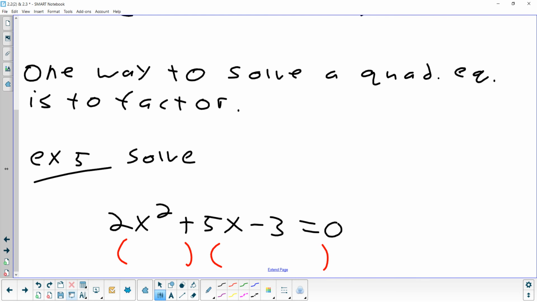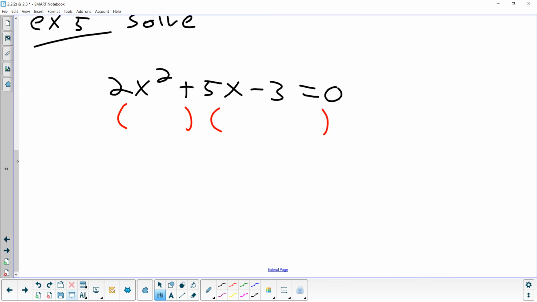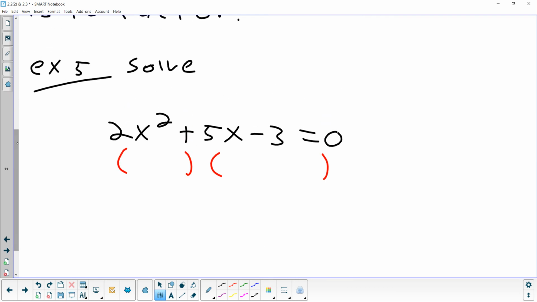So anyone think they can give me my first term in each set of parentheses? Yep, Logan? You want 2x and x. Perfect. 2x and x. What about my signs? Positives, negatives, or one of each? Yep. One of each. Could be a minus plus, it could be a plus minus. It does make a difference where you put them in this problem. I just tried minus plus.